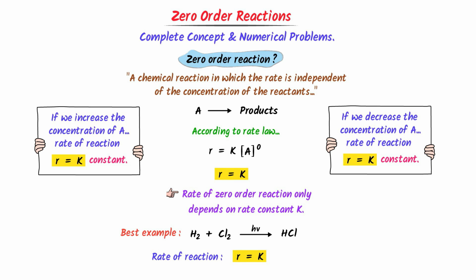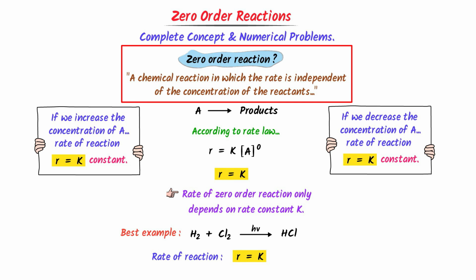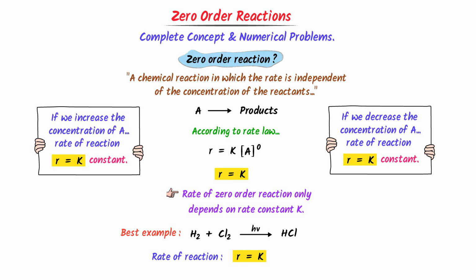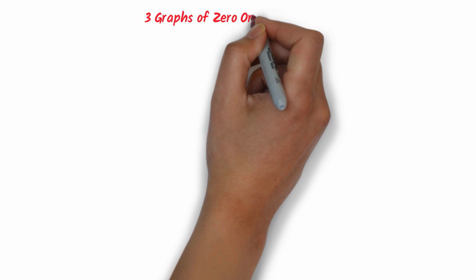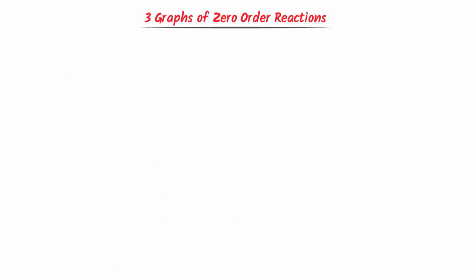Thus, we learn that zero order reactions are those reactions whose rate of reaction doesn't depend on the concentration of the reactants. Rather, the rate of reaction depends only on rate constant K. Hence, note down these important points. Now, you must learn 3 important graphs of zero order reaction.